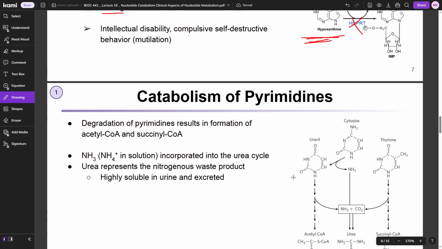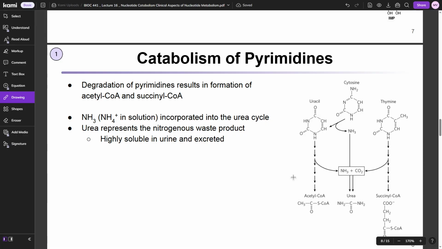So, for catabolism of pyrimidines, when we break these down, we usually result in the formation of acetyl-CoA and succinyl-CoA. And then we also produce some NH3/NH4+, which is incorporated into the urea cycle. And urea is the one that's really in urine. Very, very soluble in urine, so you'll see the structure of it soon. It's very easy to get rid of.